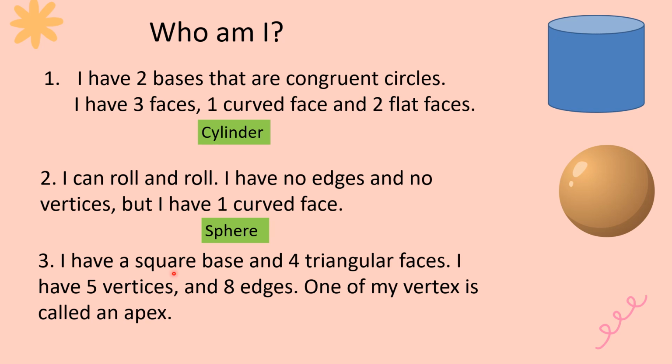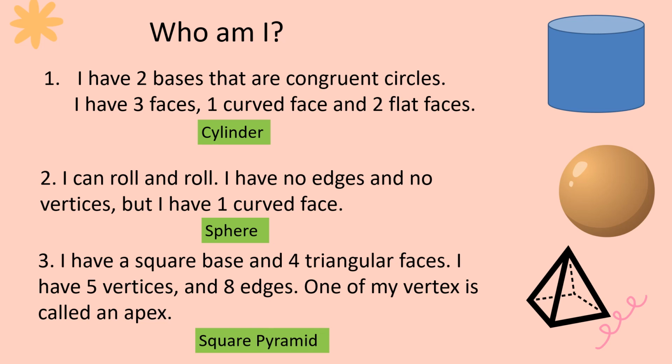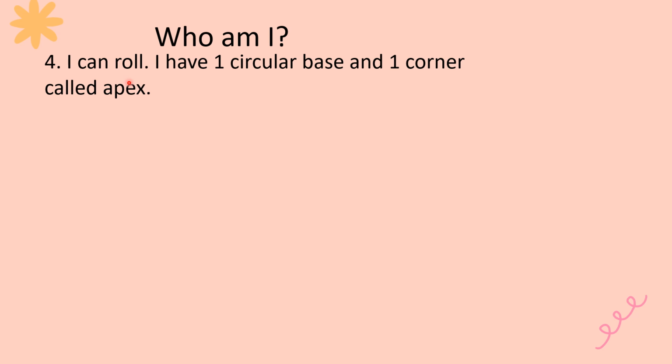Next, I have a square base and 4 triangular faces. I have 5 vertices and 8 edges. One of my vertices is called an apex. Who am I? Okay, square pyramid. Next, I can roll. I have a circular base and one corner called apex. Who am I? Okay, a cone.